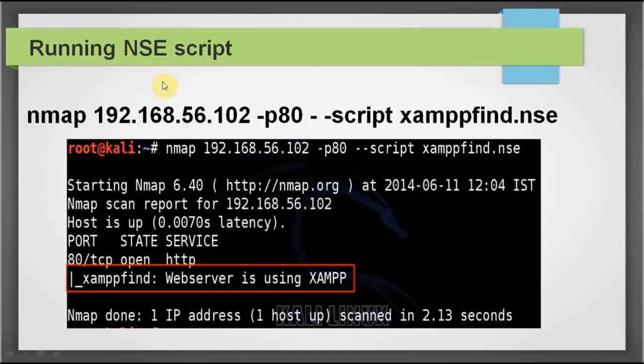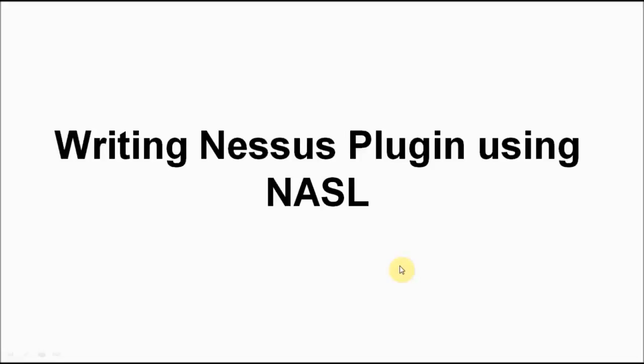So this is how you run an NSE script. You give Nmap the IP address you want to scan, the port, and you give --script and the NSE script that you want to use. Here you can see it's been used: Nmap, IP address, port, and the name of the script. It says starting Nmap, and it has found that it is using XAMPP, so it's just printed out that the web server is using XAMPP.